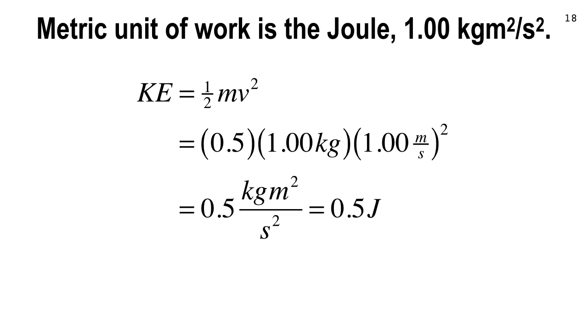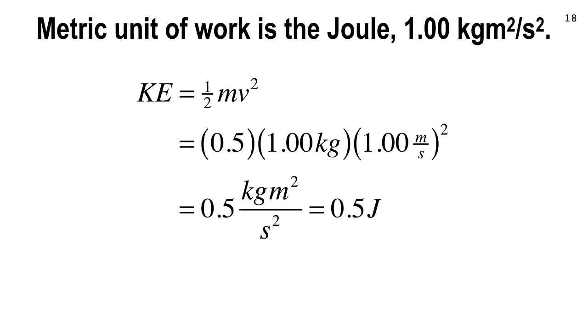So for this instance, this is a 1 kilogram, a liter bottle of water, moving at 1 meter per second. 1/2 mv squared: 1/2 times 1.00 kilograms times 1.00 meters per second quantity squared. So the units are meters squared per second squared. You have to square everything. And in this particular case, it works out to 0.5 joules.